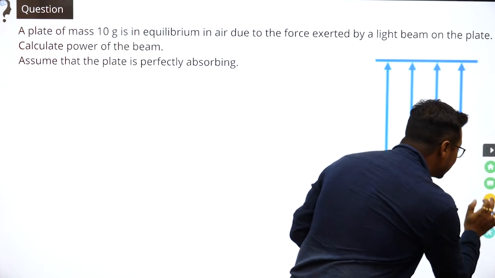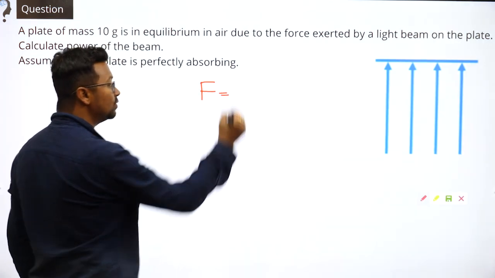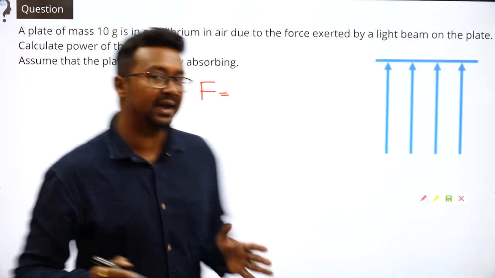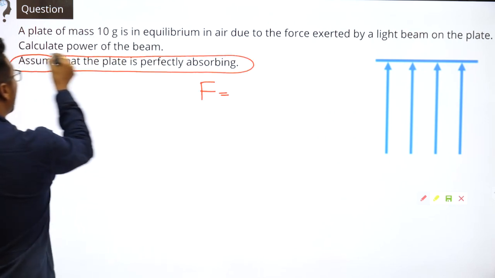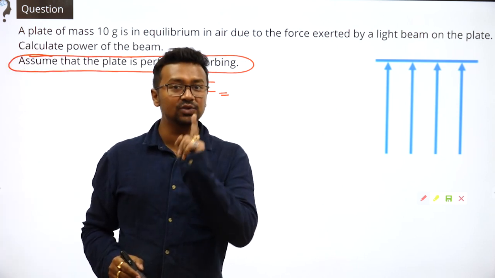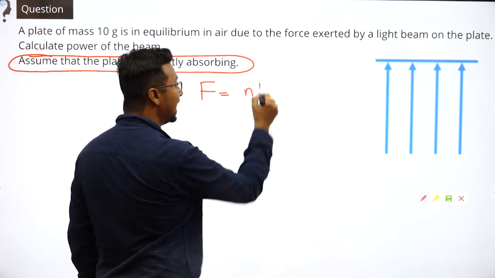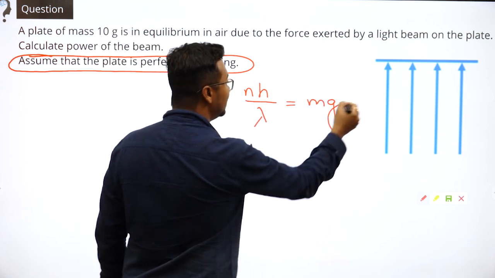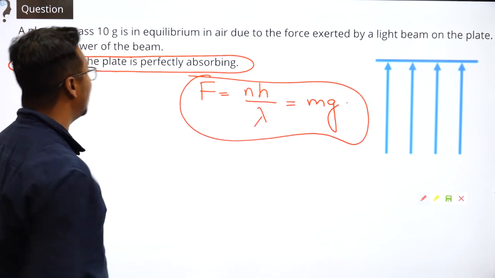All right. So let us just work it out. Students, you saw that formula for force. How much was the force equal to? If you remember, rate of change of momentum. Now they have told us to assume that the plate is perfectly absorbing. So for the absorbing part only, how much was it? N h upon lambda. Clear? So that was nothing but N h upon lambda. This should be equal to mg. Very simple idea that we have out here.